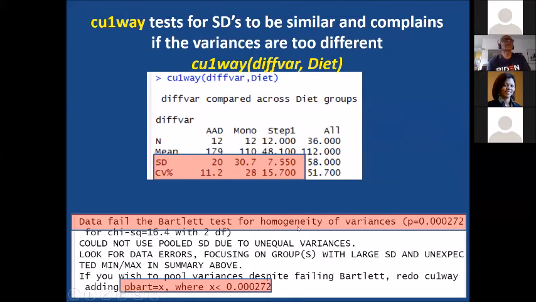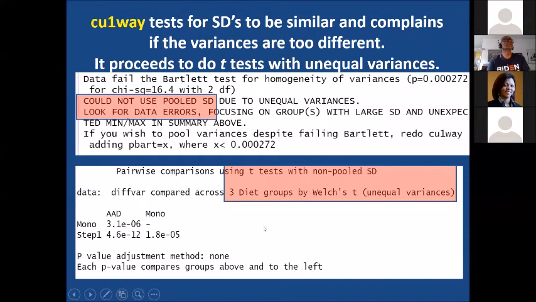Also, this sort of thing may well happen because you have outliers in one group or another that has increased the standard deviation a lot in that group. So that is something to look at closely. And so it says in the warning, look for data errors, focusing on groups with large standard deviation or unexpected min-max. So then it does what is called a t-test with non-pooled standard deviation by Welch's team.